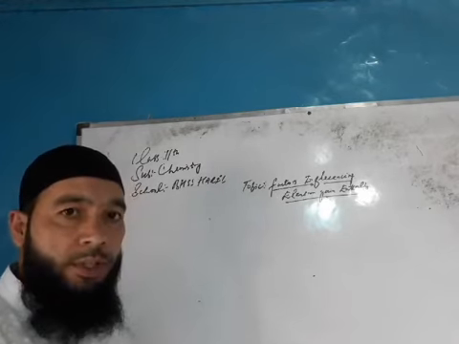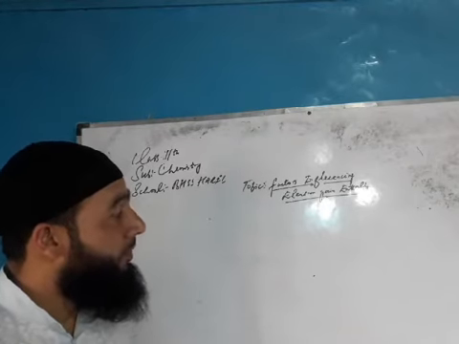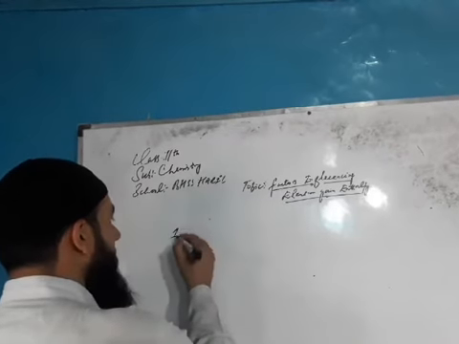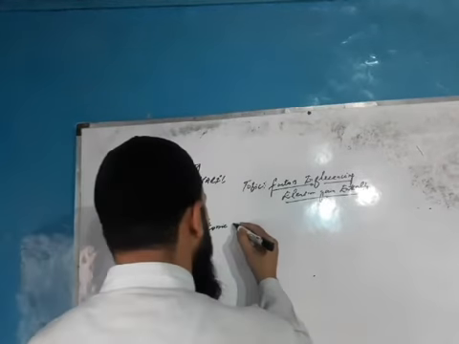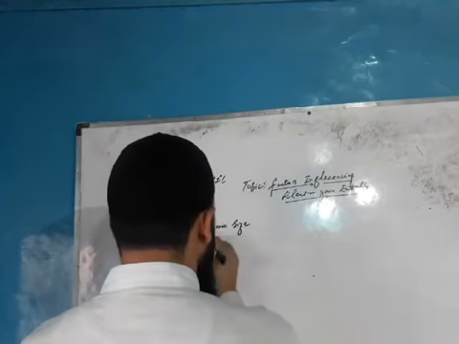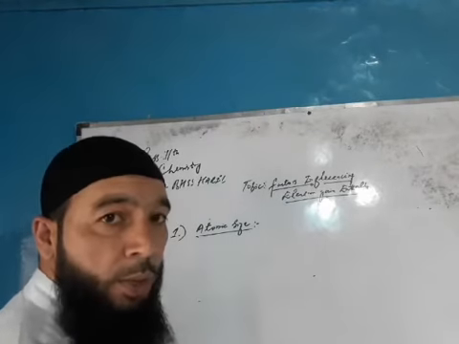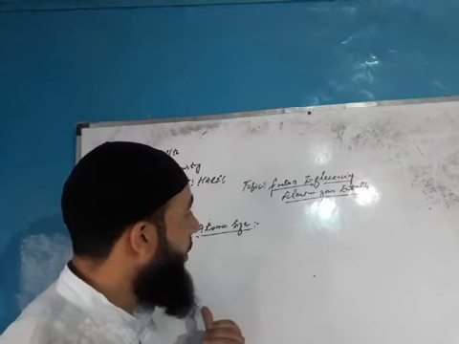So today we are going to discuss electron gain enthalpy. What are the factors which influence the electron gain enthalpy? Let us discuss factor number one, that is atomic size. If we talk about the trend of atomic size, what happens to atomic size on moving across the period?